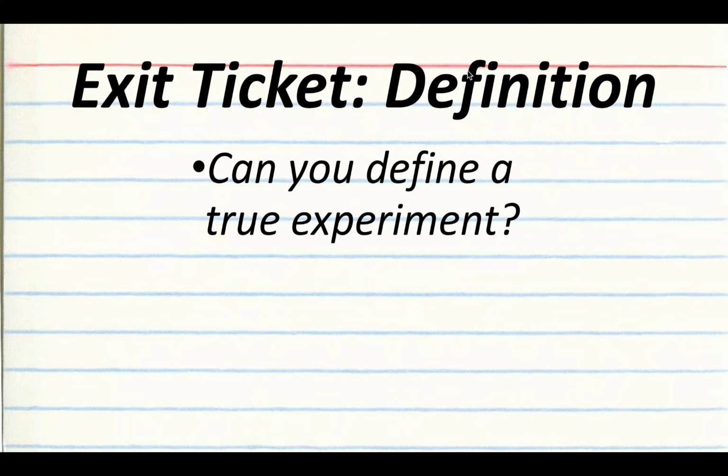Now, exit ticket definition, one sentence. Can they define a true experiment? It seems weird, but I think we really have to hammer home these definitions, because these are the building blocks of knowledge in psychology, and I often make the mistake of just skimming over it and assuming that they know what a true experiment is. If I asked my grade 12s right now, I would say probably half of them would not write a precise definition of a true experiment, and I need to work on getting that up before exam time.